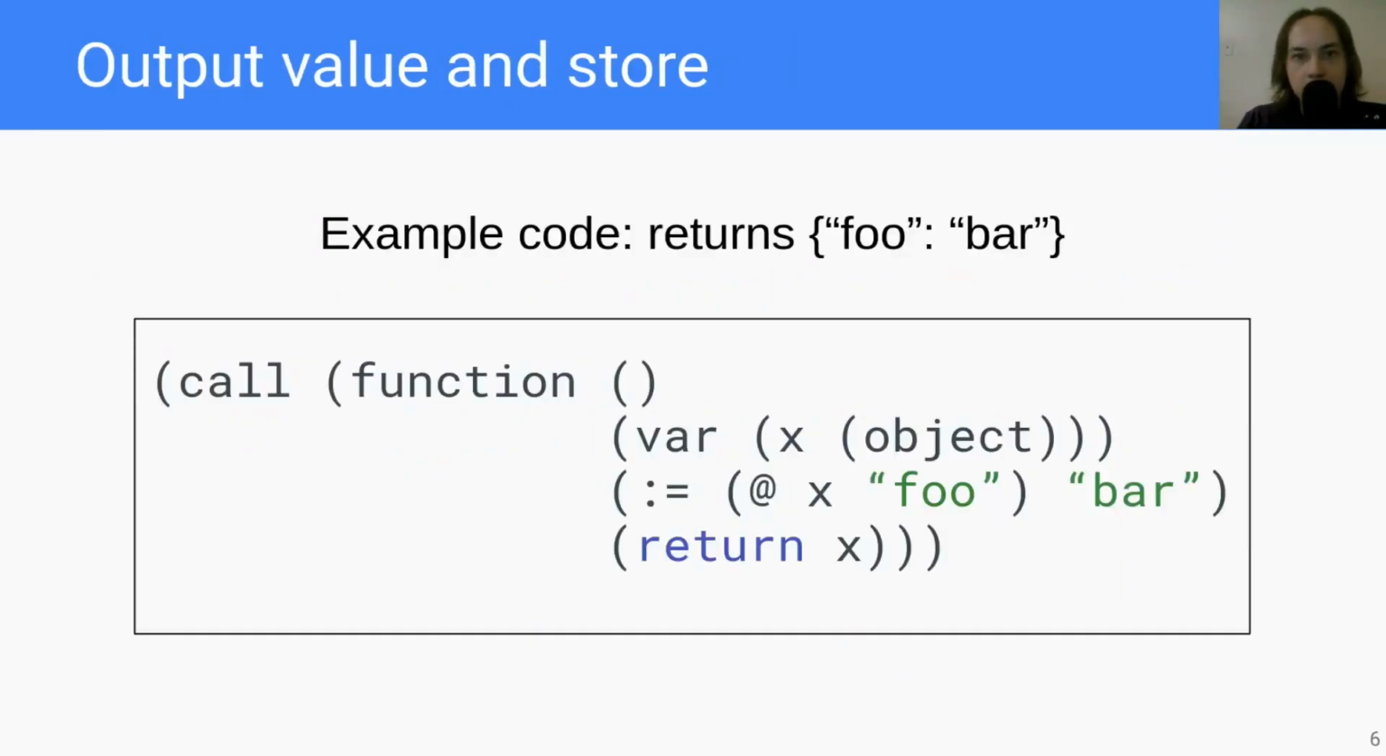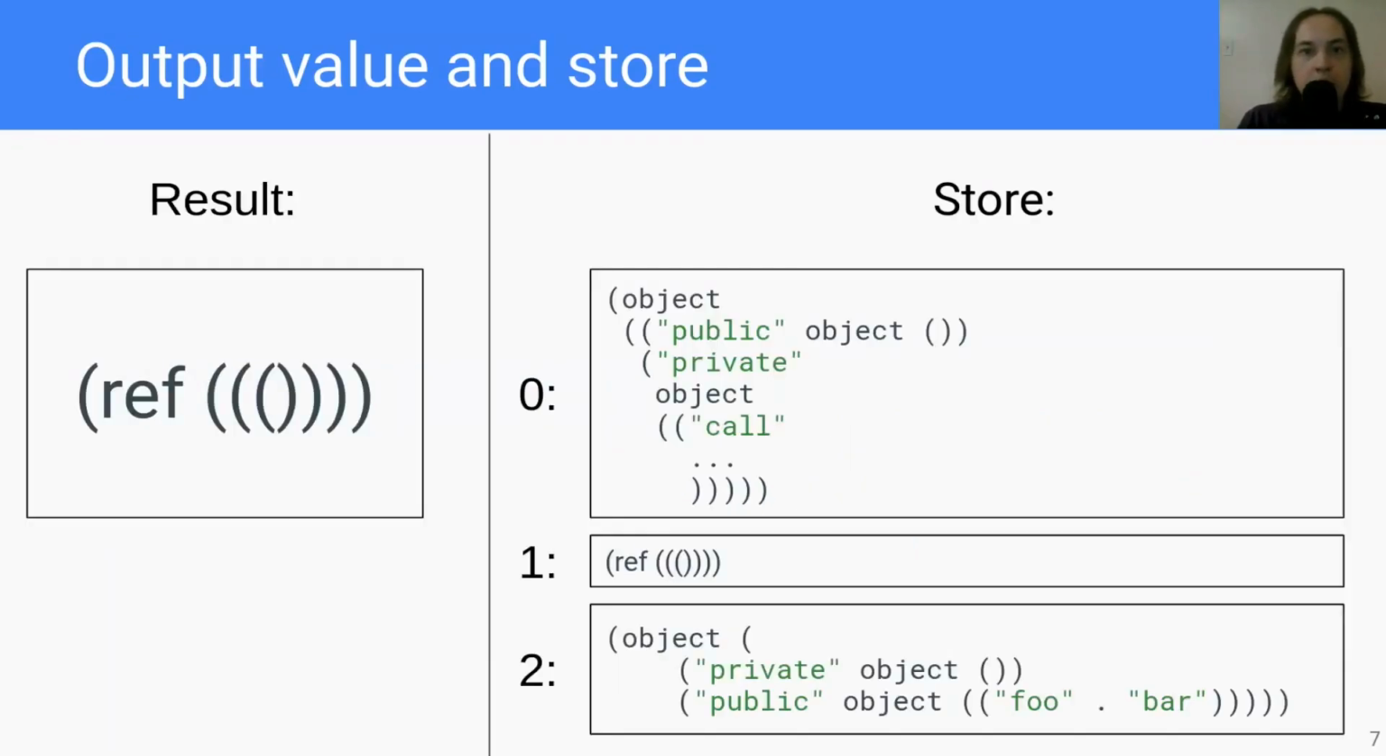Consider this simple program. It features multiple memory operations, some of which are not explicitly spelled out, as we are about to see. As a result of execution, you probably expect to get back an object where the string foo is mapped to the string bar. But actually, if we execute it, we get back a memory reference instead. To get the actual value, we need to peek into the store and find the corresponding value. This reference represents a memory address 2 as a Peano numeral 0, 1, 2.